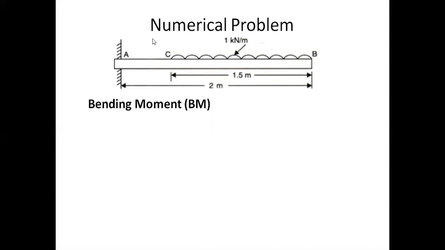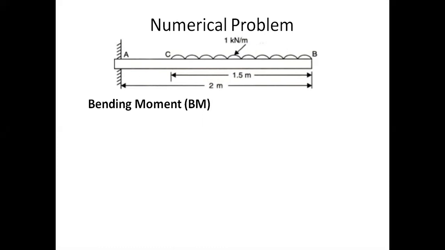So we will take any section between A and C, and let the distance of this section from the free end B be Y. Then we will find the bending moment at this section. If we put Y equal to 1.5, we get the bending moment at C. And when Y is equal to 2 meters, we can calculate the bending moment at A. So we are dividing the calculation of bending moment into 2 parts.